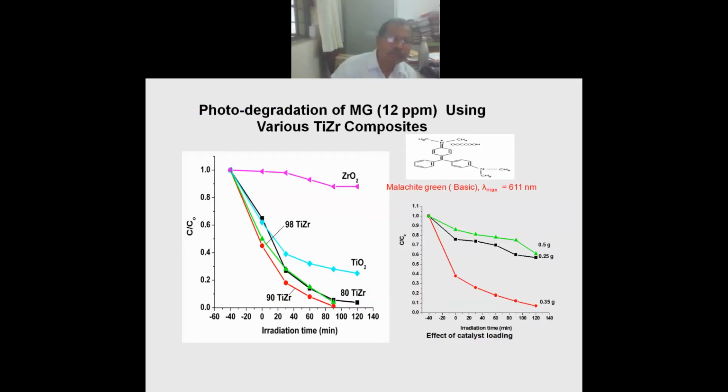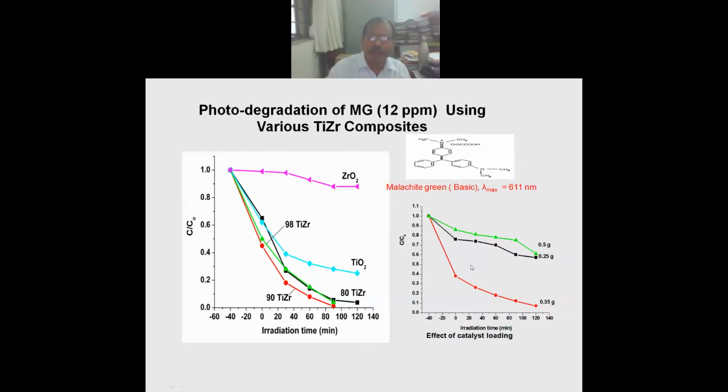Then the photodegradation experiment was performed using all the different ZrO2, TiO2 and TiO2 ZrO2 composites, and this is the 90 TiO2 ZrO2. It shows better efficiency towards the degradation of malachite green. Malachite green is used as a pollutant in order to optimize the amount of catalyst which can be used for the degradation application.